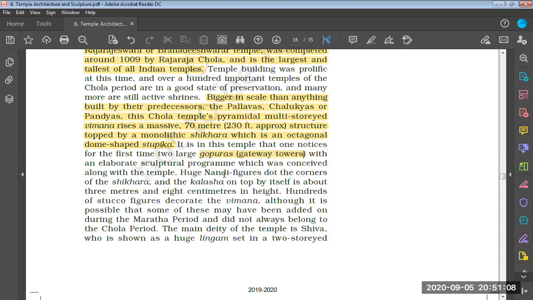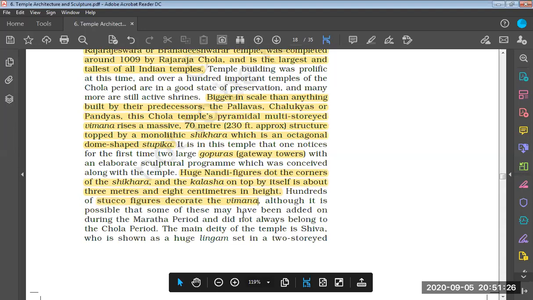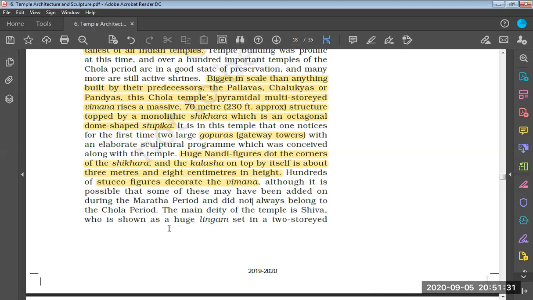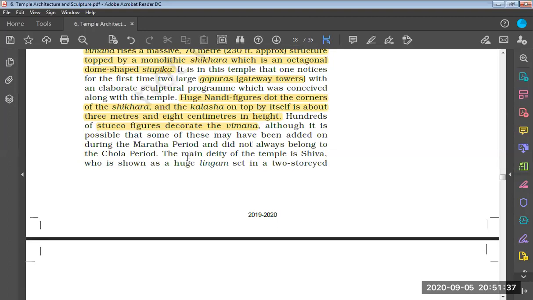Huge Nandi figures dot the corner of the shikhara, and the kalash on the top by itself is about 3 meters and 8 centimeters in height. Hundreds of stucco figures decorated the Vimana, and although it is possible that some of these may have been added during the Maratha period and did not always belong to the Chola period. So the Maratha kingdom also gave their contribution to these temples.